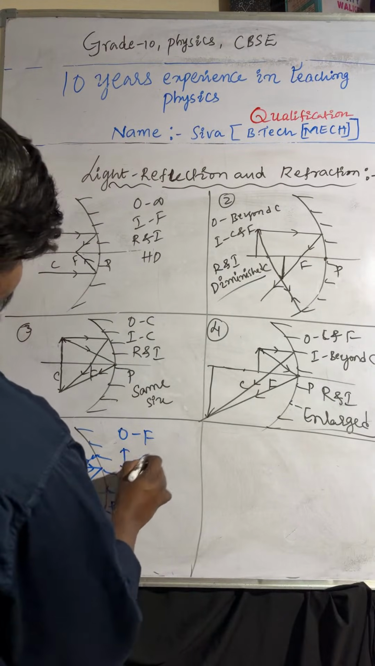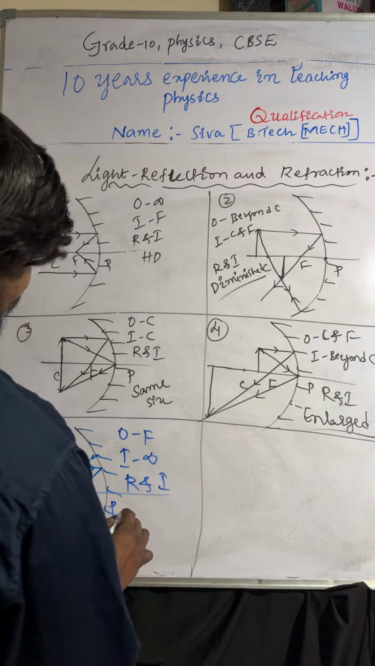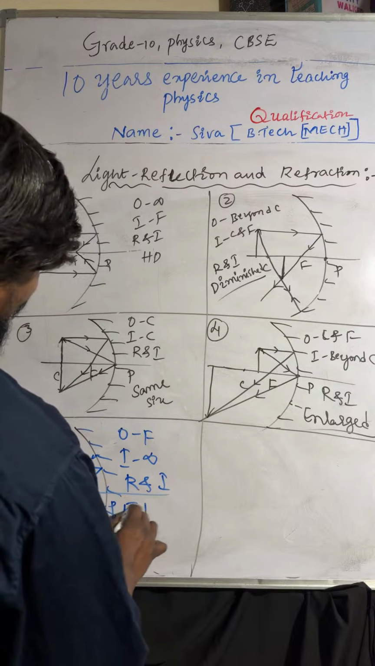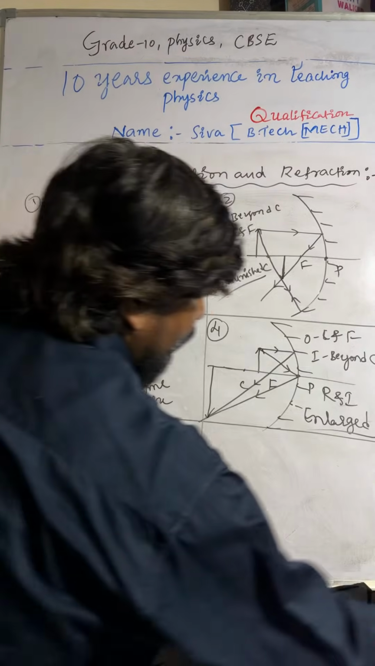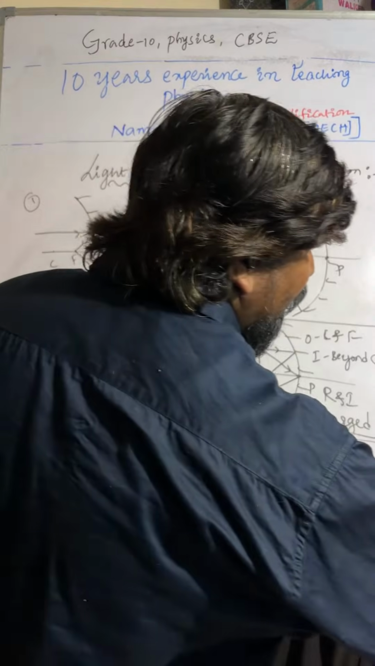Object is at F, image is forming at infinity. Nature of the image is real and inverted. Size of the image is highly enlarged. Understood or not? And coming to the sixth one.